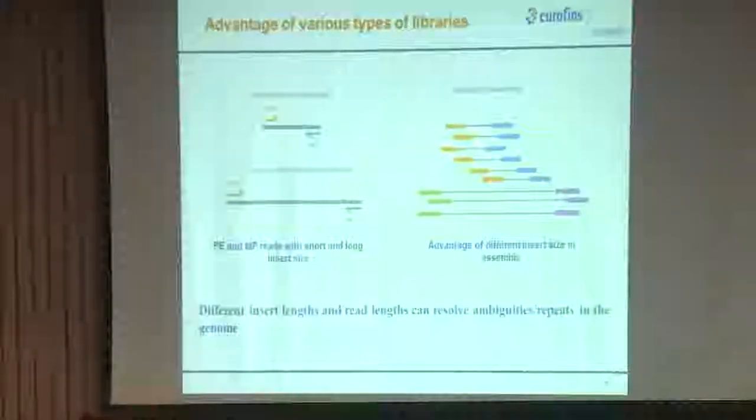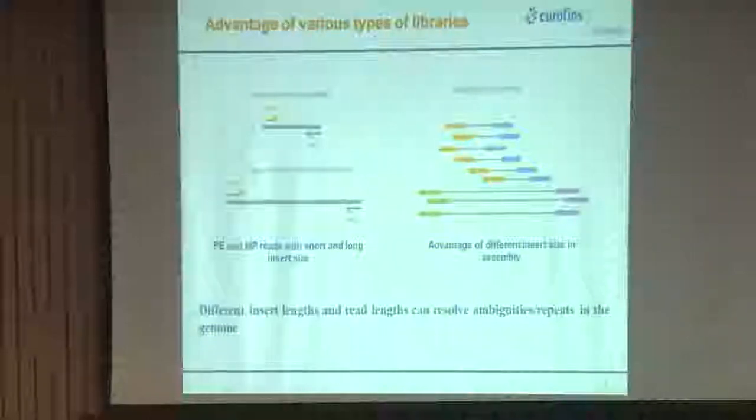So now I will talk about the different insert size, which I talked about as the distance between the two reads. That is your insert size. So we have paired end, which is your forward and reverse. So the distance is very small, and they align like this.